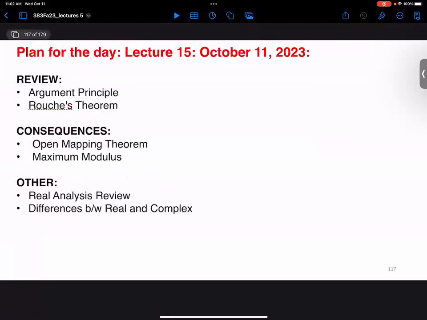Okay, so again, I'm going to start off by reviewing the argument principle and Rouché's theorem, and then talk about some of the big consequences, which are the Open Mapping theorem and the maximum modulus principle.